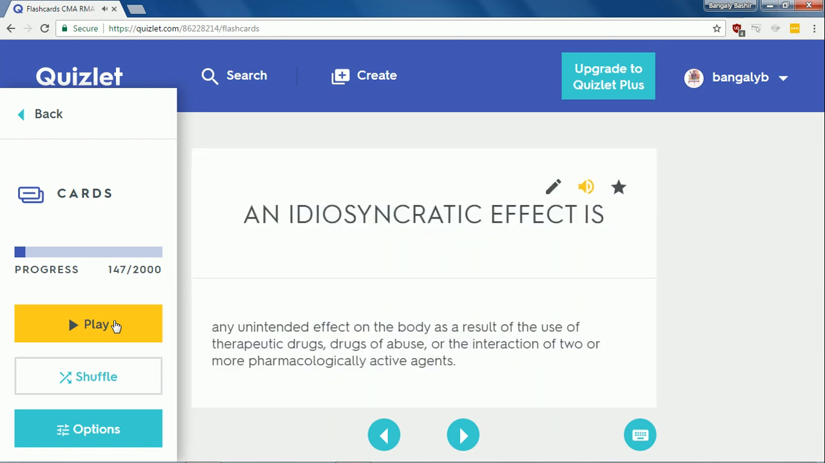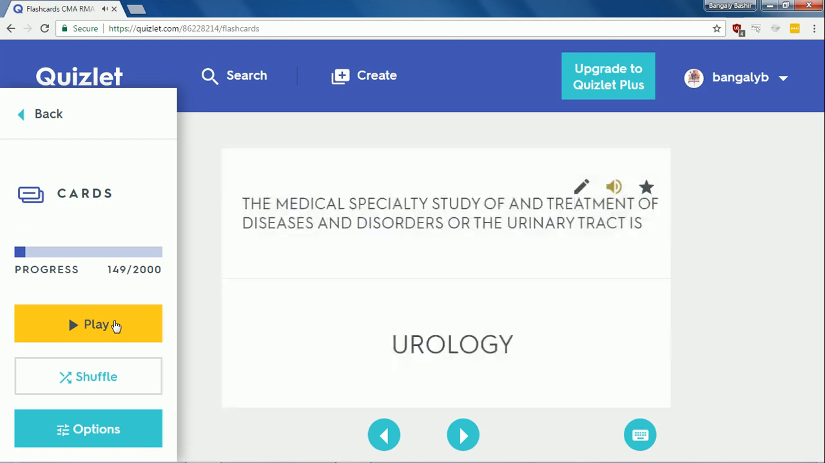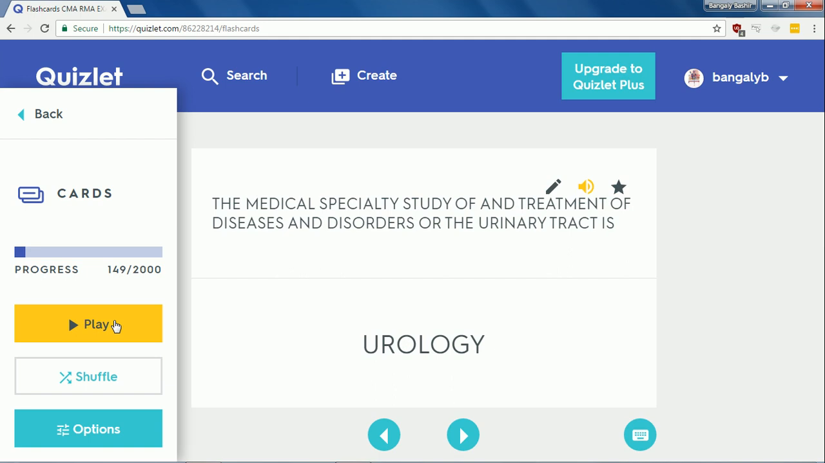An idiosyncratic effect is any unintended effect on the body as a result of the use of therapeutic drugs, drugs of abuse, or the interaction of two or more pharmacologically active agents. Why is it important for the medical assistant to understand medical insurance coding? Insurance coding is needed to file patient claims in order to receive reimbursement from insurance carriers. The medical specialty study of and treatment of diseases and disorders of the urinary tract is urology.